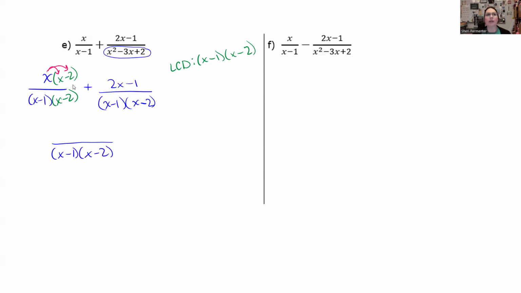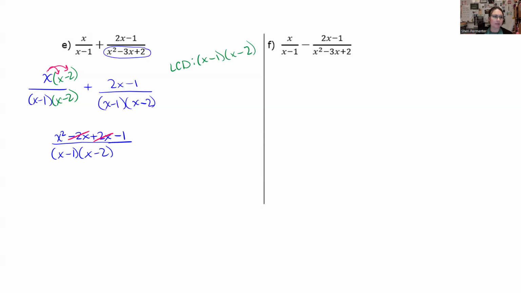And in the numerator, I'm going to multiply. x times x is x squared. x times negative 2 is negative 2x. And then I have plus 2x minus 1. So now I can combine like terms. I've got x squared, then minus 2x plus 2x, and then minus 1. Those cancel out. Minus 2x plus 2x cancels out.